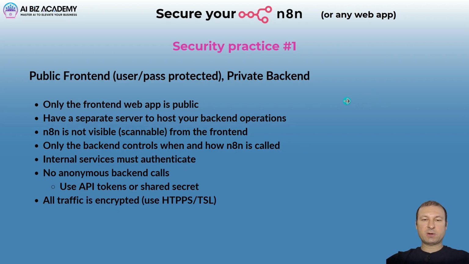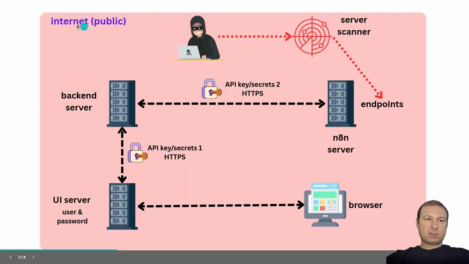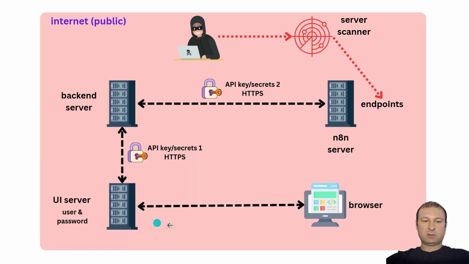So now let's go over the diagram. Again, all this is in the public internet, so everything is accessible to everyone, including hackers. As before, we have the browser, and we have the UI server, which can be the same as the backend server, but here I put them as separate for better visibility. The UI server is mandatory to be user and password protected, either with a simple Nginx configuration or using a proper user management system. Here we have the backend server that is being called by the UI server.